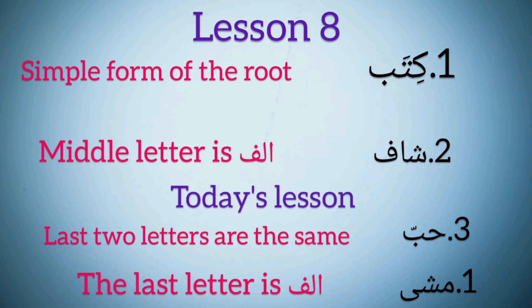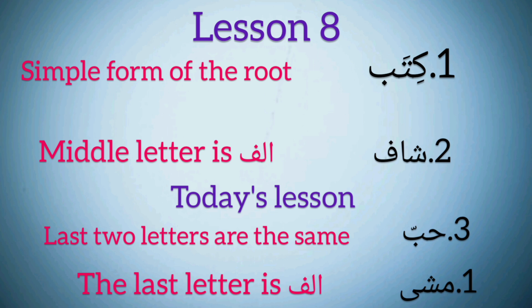Let's look at them. Okay guys, we actually have 4 types of roots in order to conjugate. In the previous lesson, we had 2 types of root. The first one was the simple form of the root, for example, kitib, huwa kitib, and hiye kitbet, and so on. And the second root was where the middle letter is alif, like shaf. These types of roots have specific changes. They're not the same. If you haven't watched the previous lesson, I put the link, you can watch it.